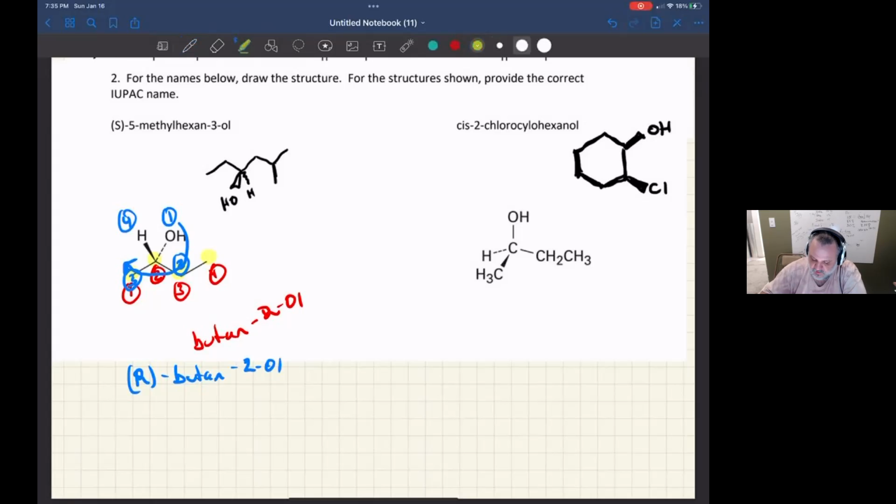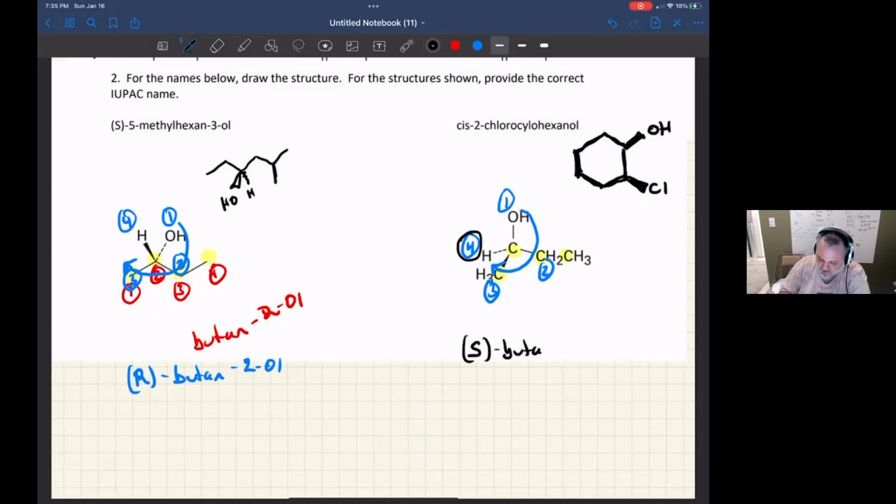Okay. What about this guy? What's the longest chain here? Looks like 1, 2, 3, 4, so it's also a butanol. I've got an alcohol at the second position. It's also got a stereochemical configuration. So 4, that's going to be 1, this one's going to be 2, this one's going to be 3. That's 1, 2, 3, which is counterclockwise. The lowest priority group is pointing in the correct direction, so this one is S-butan-2-ol. All right.